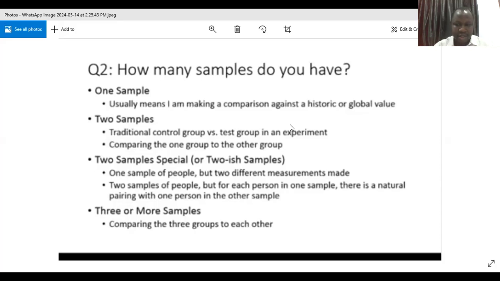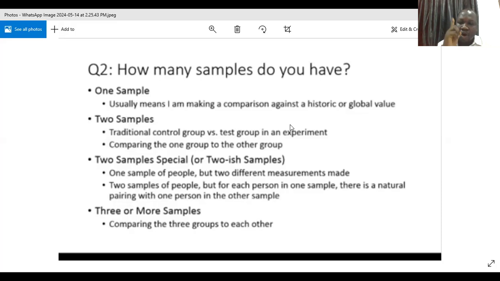You understand? Remember what I said the first time. A t-test must be what? Categorical and continuous. Now, when you have two samples, functional group against test group, comparing one group against the other, then you are dealing with a two sample t-test.